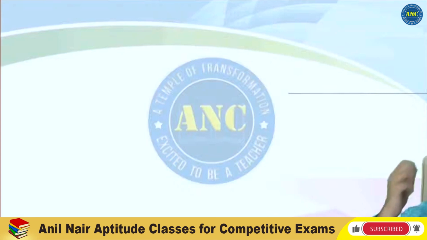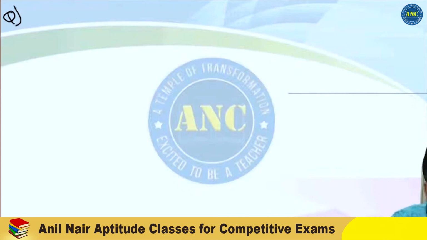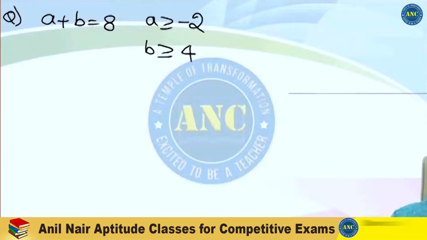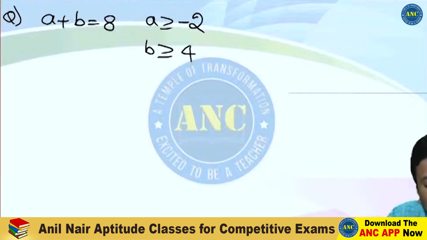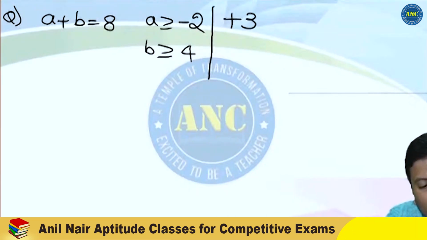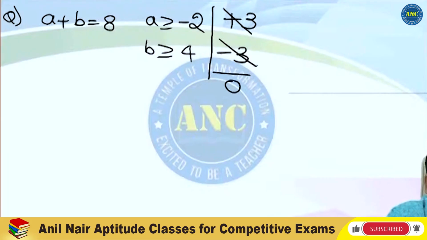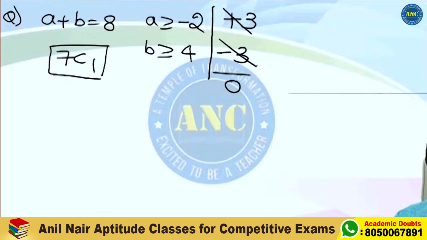This question can also be twisted like this. Find the number of integral solutions for a plus b equals 8, a greater than or equal to minus 2, b greater than or equal to 4. Minus 2, that means I need to add 3 to make it 1. Here I need to subtract 3 to make it 1. These both are cancelled. 0 needs to be added. 8 plus 0, 8. So answer is nothing but 7C1. I hope the idea is clear.